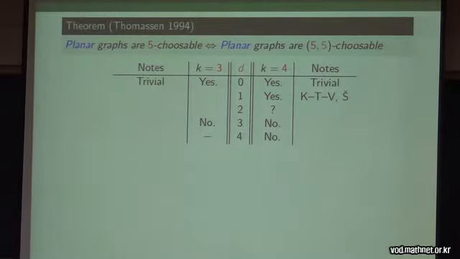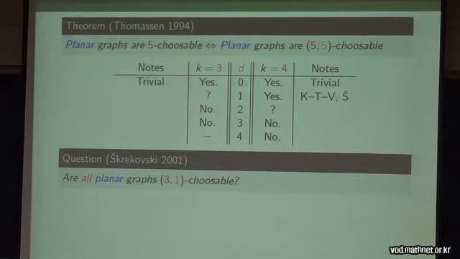But you can also modify the lists in this construction, and you can make sure the intersection sizes of adjacent vertices are at most 2. So they're also not 2-choosable. So another question is, are all planar graphs 3-1 choosable? And this was asked by Skrekovski.